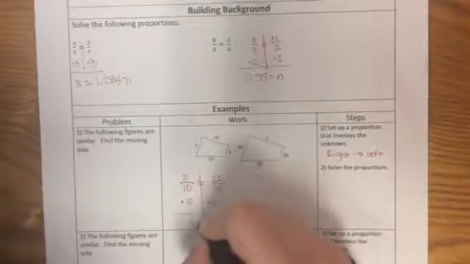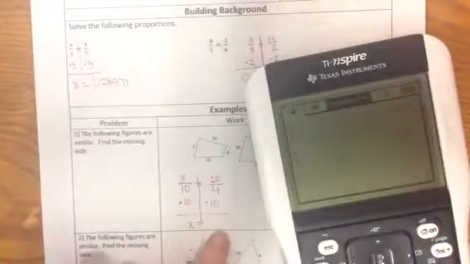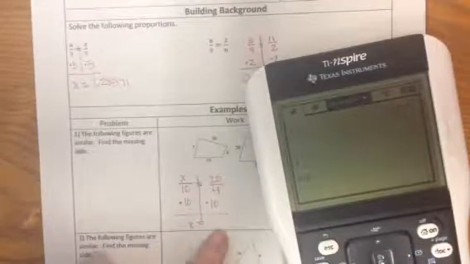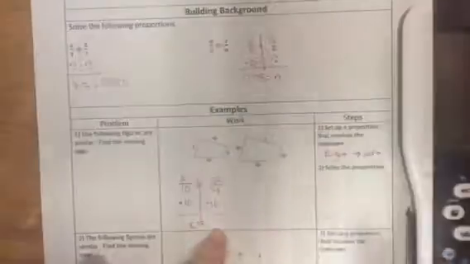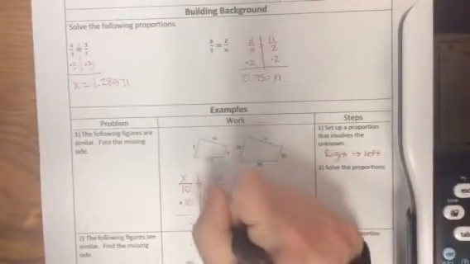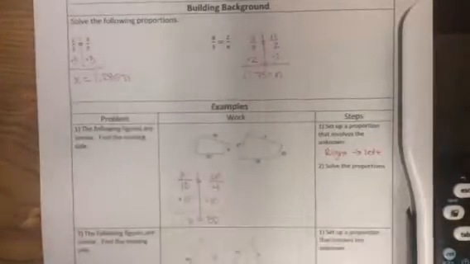So I get x equals, and I'm going to do 20 divided by 4 times 10. So 20 divided by 4 times 10, and I get 50. Okay, so x equals 50. And that's it.